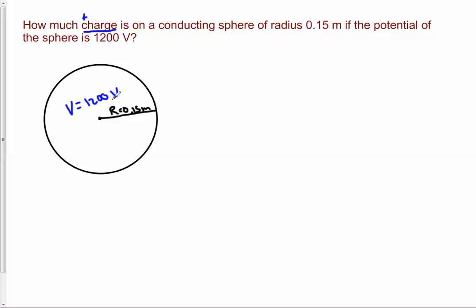Okay, so the actual V that's on and inside the sphere comes from that formula. Again, you replace the big R with a little r if you're moving outside, and then that V would go down. But 1200 is what it is literally on the metal, on and within the metal. That's the voltage of that sphere. Okay, so we want to know Q. We have the radius, we have the potential.